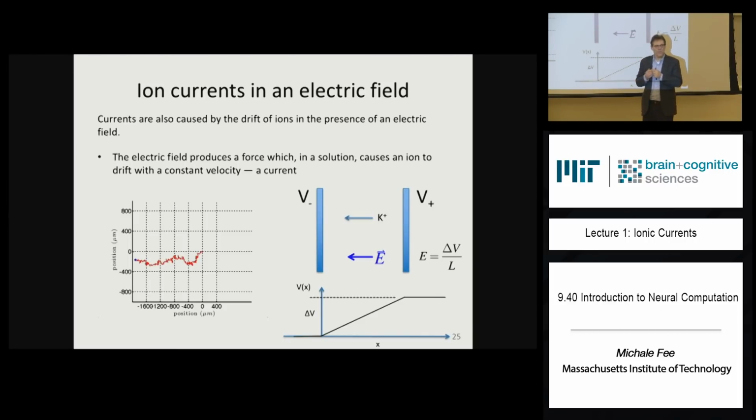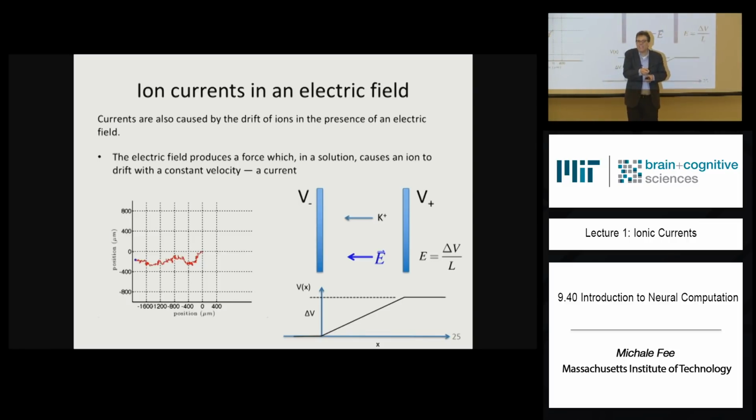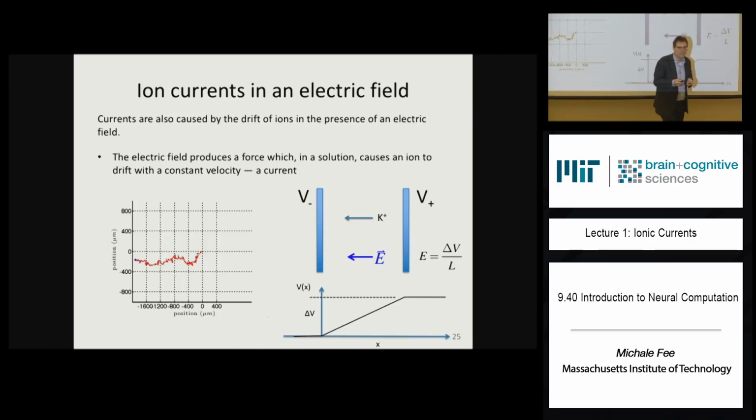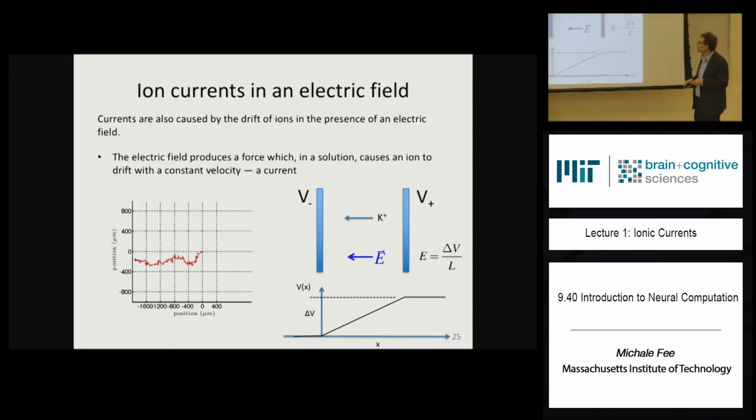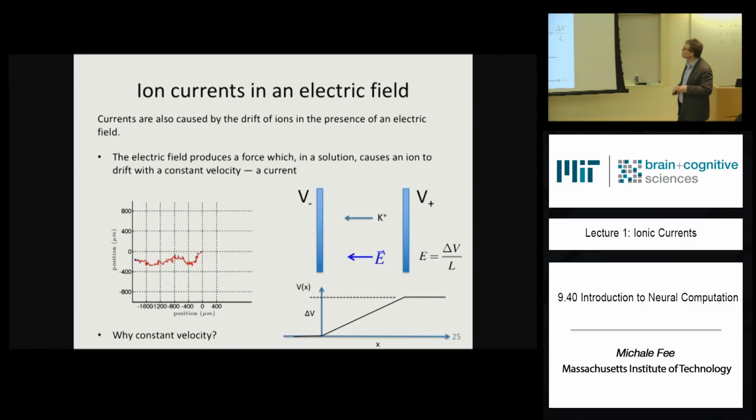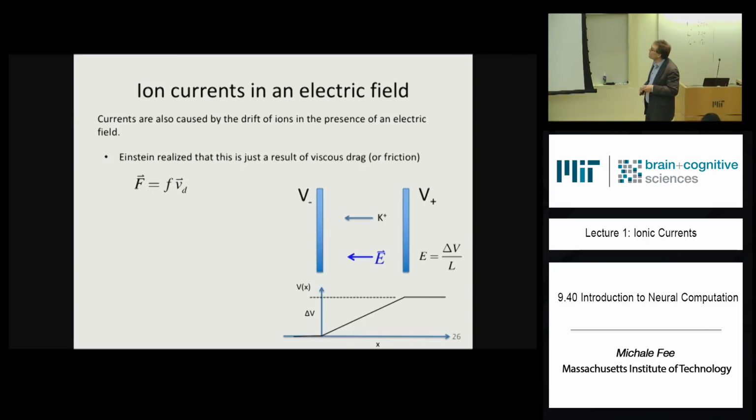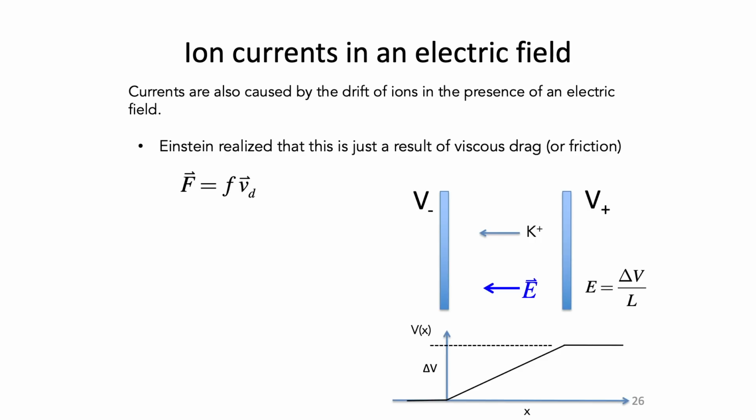Okay? And you can just think about that as the electric field reaches in, grabs that charged particle, and pulls it in this direction against viscous drag. So now a force produces a constant velocity, not acceleration. And that velocity is called the drift velocity. So the force is proportional to drift velocity.